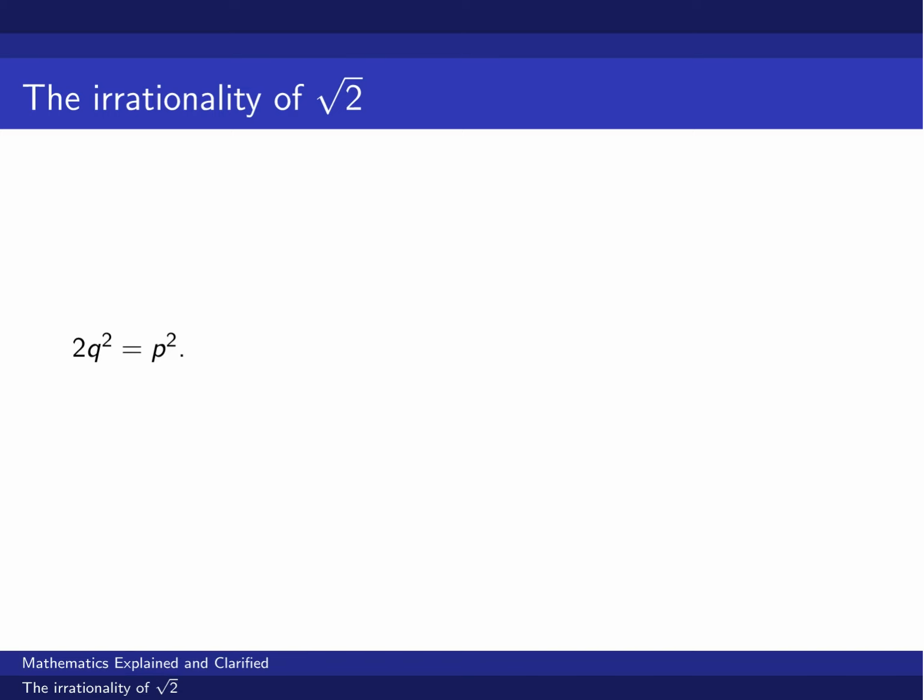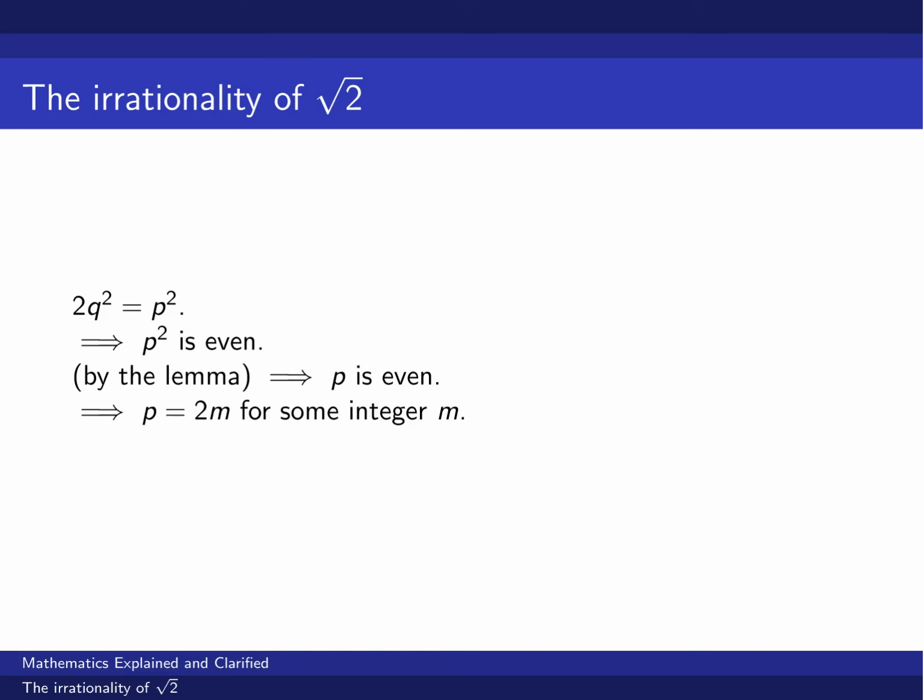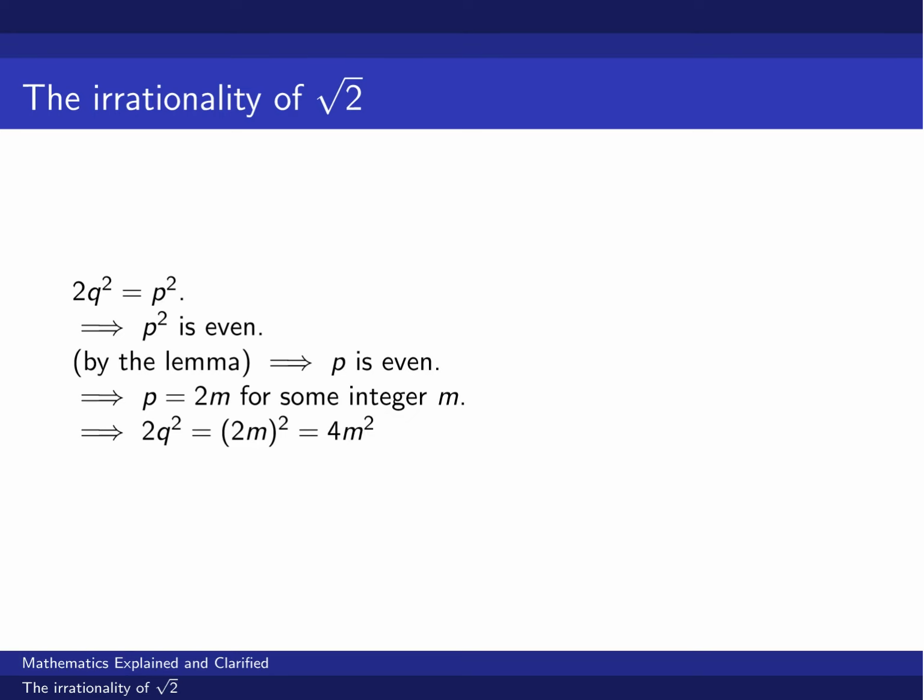So now let's return to the original theorem and its proof. We have that 2q squared is equal to p squared, which means that p squared is even. So by the lemma we get that p is even. Now it means that p can be expressed as 2m for some integer m. When we rewrite the expression 2q squared using this, we get that 2q squared is equal to (2m) all squared, and this is equal to 4m squared.